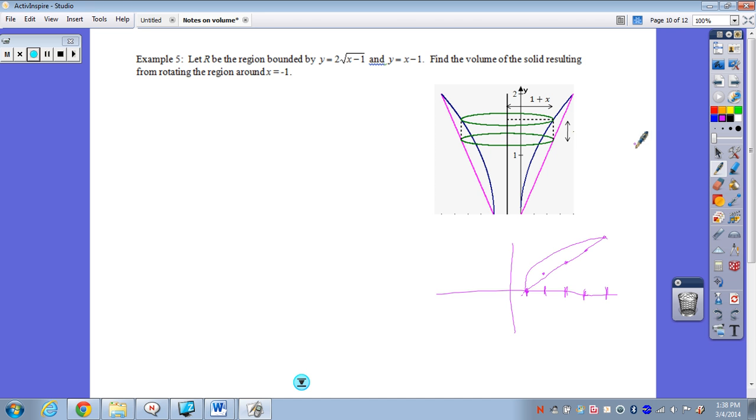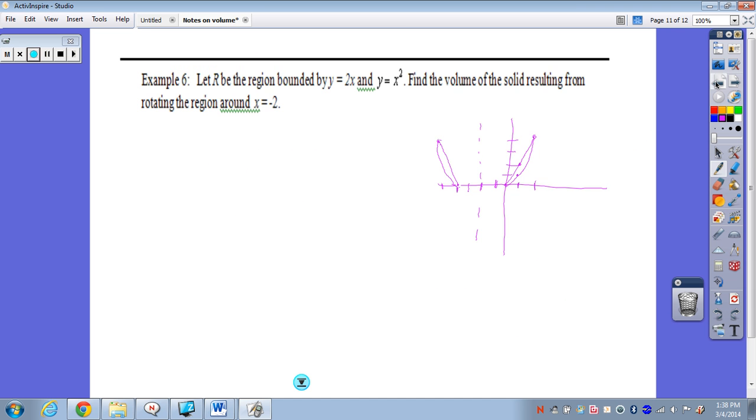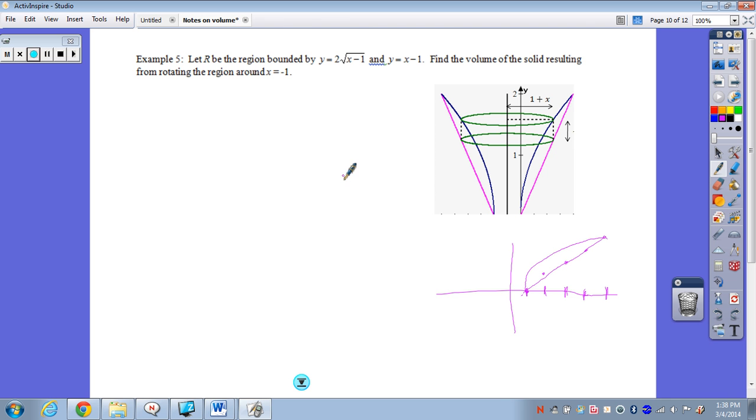Okay, so the last two examples, or last three examples, are going to be rotating around a line other than the x and y axis. So this example says let R be the region bounded by y equals 2 the square root of x minus 1 and y equals x minus 1. Find the volume of the solid resulting from rotating the region around x equals negative 1.